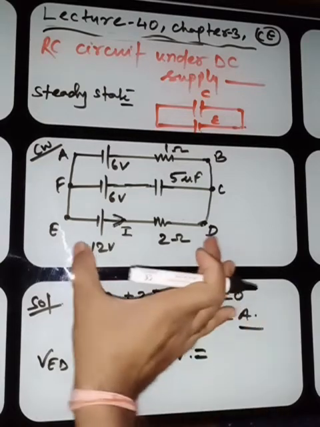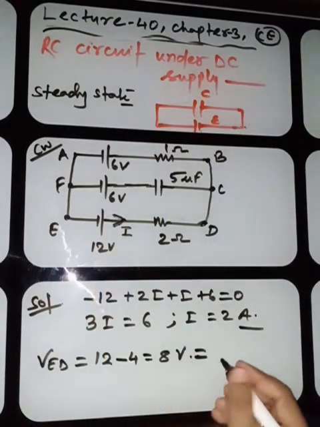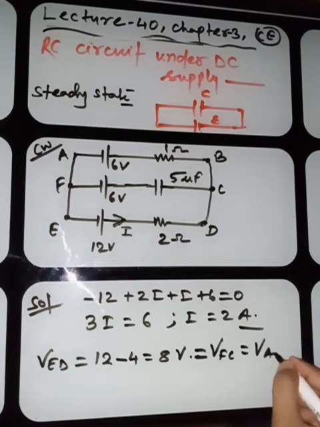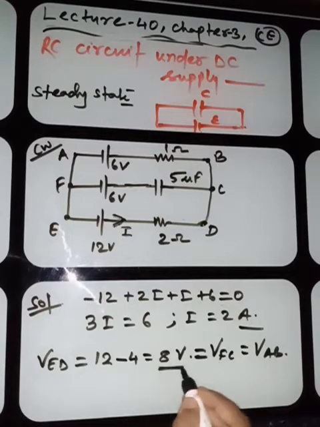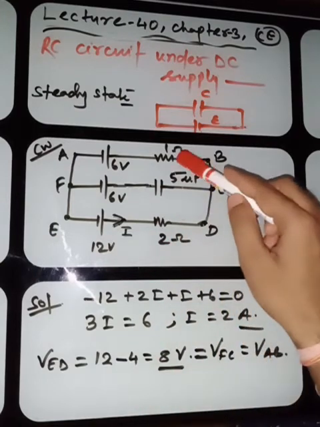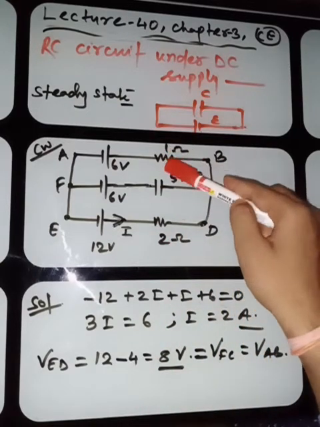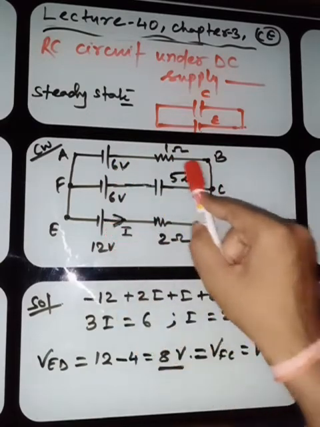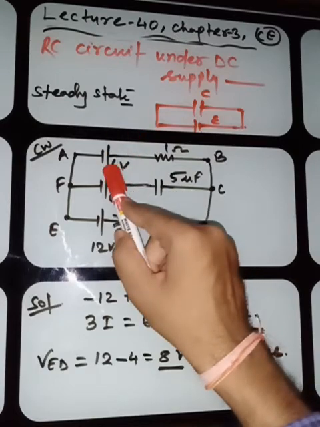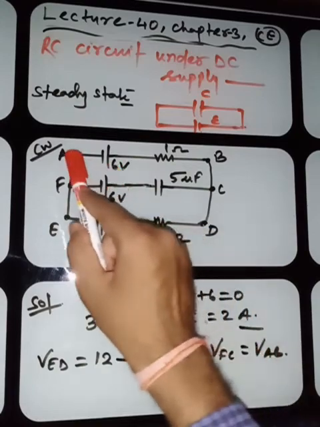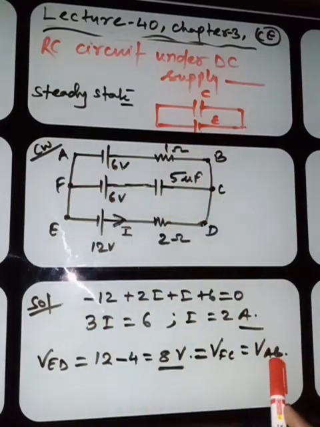And so these three are in parallel, so VFC and VAB both will be the same. How much? It is 8 volt. You can find it over here also. Here the 2 ampere current is going, so 2, 1, 2, and here the battery will sum up the voltage, because this one is releasing the current and this one is not releasing the current, it is charging. That's why the voltage will sum up. Here 2 volt and 6 volt, 8 volt. So VAB is 8 volt.